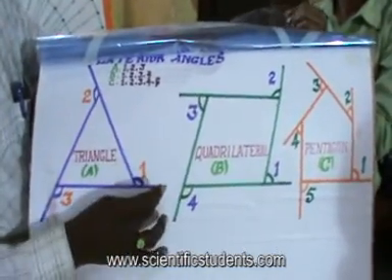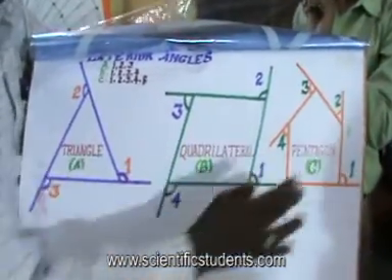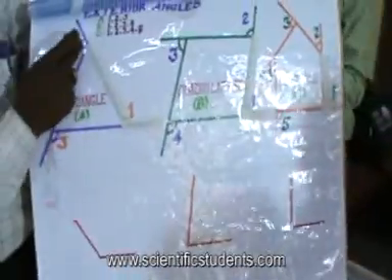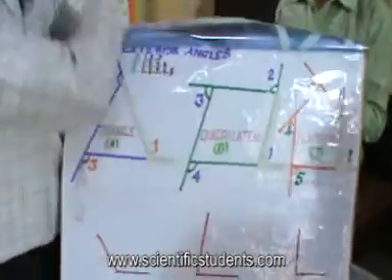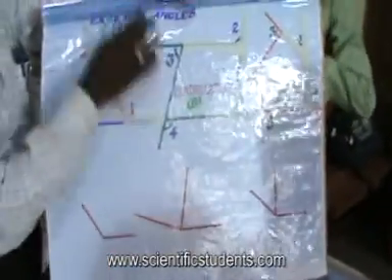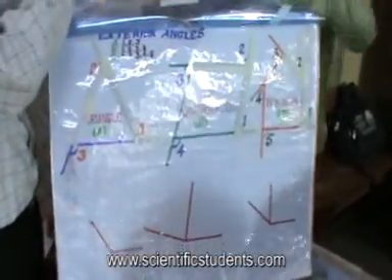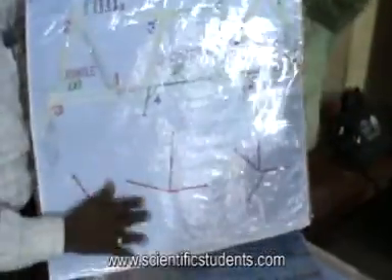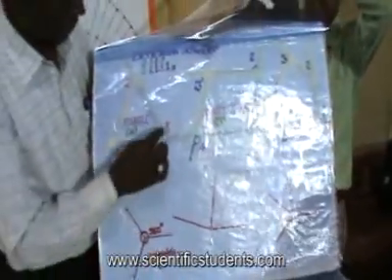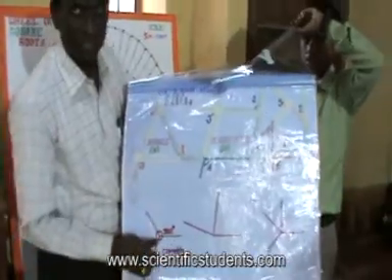In the first figure I have cut each first angle and pasted it here. Then the second angles in all the figures are cut and pasted. And the next third angle is cut and pasted. After pasting, we get the complete angle 360, so the sum of the exterior angles of a triangle is 360.